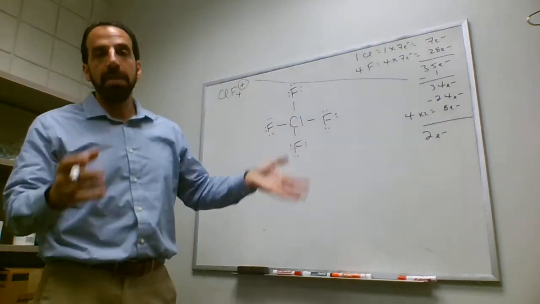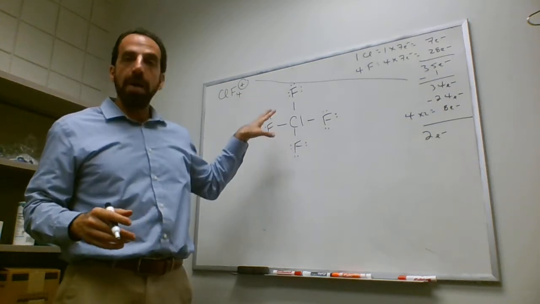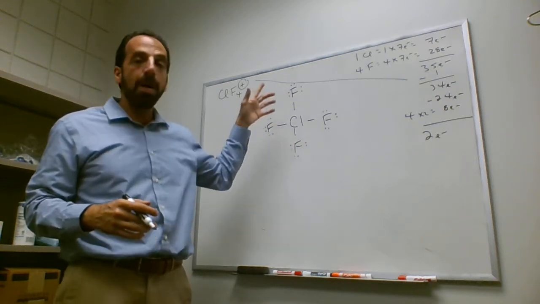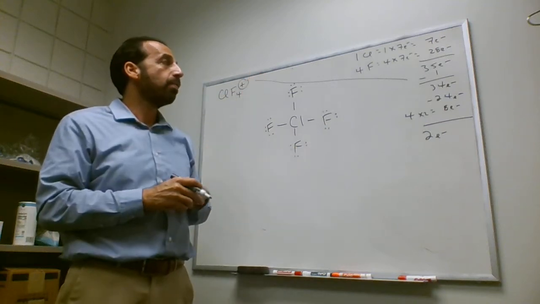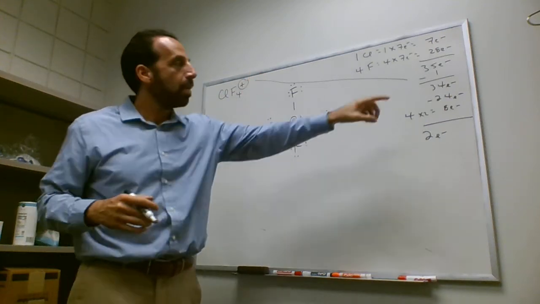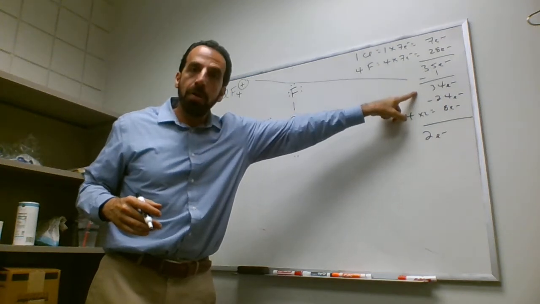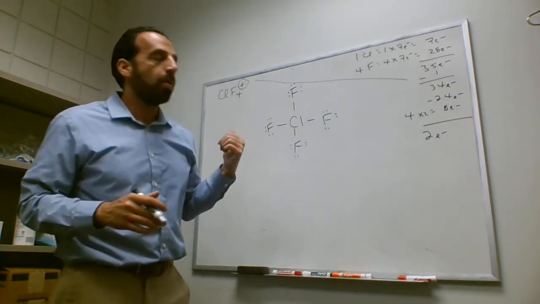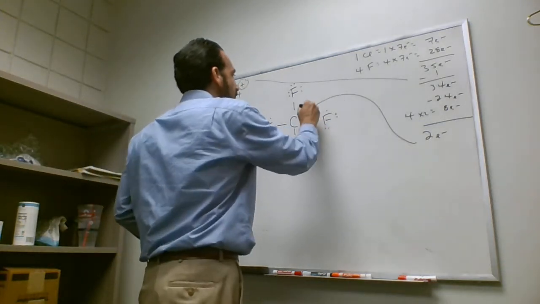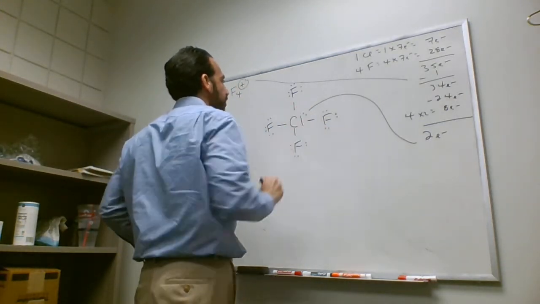So again, count these up. Count the number of bonds. Each one contains 2 electrons. You can count the non-bond pair of electrons. That's 24 plus 8 is 32 electrons. I'm going to use 34. I have 2 left. These 2 go on the central atom. So I'm going to move these now to the central atom like this.